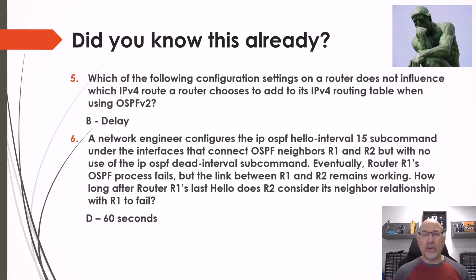The network engineer configures the IP OSPF hello interval of 15 subcommand on the interface that connects the OSPF neighbors for router 1 and router 2. So that's a long hello interval. But with no use of the IP OSPF dead interval subcommand. Eventually, router 1's OSPF process fails, but the link between router 1 and router 2 remains working. How long after router 1's last hello does router 2 consider the neighbor relationship with R1 to fail? Well, by calculation, that would be 4 times whatever that setting was. So it would be 60 seconds. Now, that's the chapter thing, right, that we saw that was a little different in Packet Tracer, but there we have it.